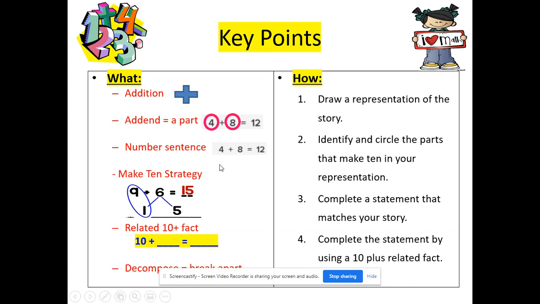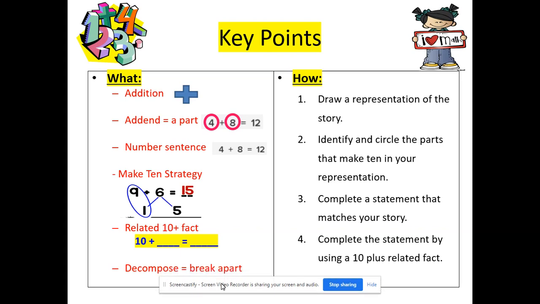We need to know what a make 10 strategy, what the work looks like. And here you have an example of what we've been doing. We also need to know what a related 10 plus fact is, which is just a fact that starts with 10 and adds the leftover part to give us our answer. Then you also need to know what decompose is. You've probably been hearing me and Ms. Hernandez use this word a lot. This is just another word for break apart.